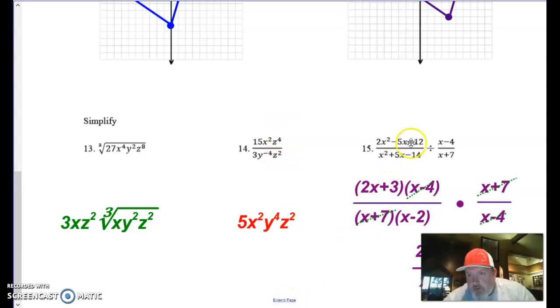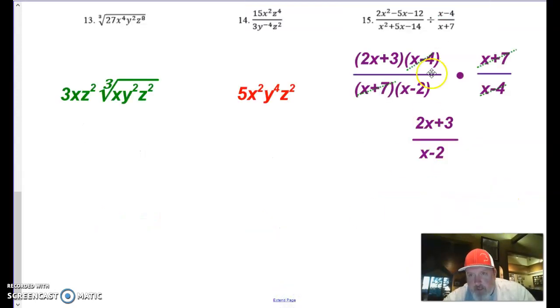And then our last one here, we're dividing. Remember, when you divide fractions, you're really multiplying by the reciprocal. So you can see I changed this to multiplication. Took the reciprocal right here, so x plus 7 up top, x minus 4 on the bottom. And you're going to want to factor this one here. So this top one factors to 2x plus 3 times x minus 4. The bottom trinomial, x plus 7, x minus 2. That will help you with your canceling. You can see that the x plus 7s cancel out, and the x minus 4s cancel out. So what you're left with is right there, which is your final answer.